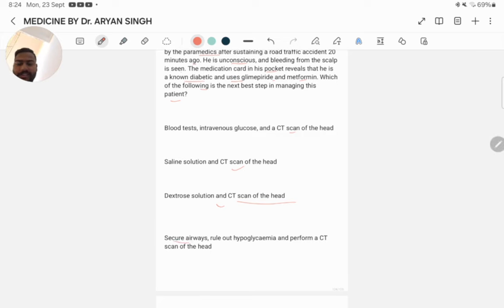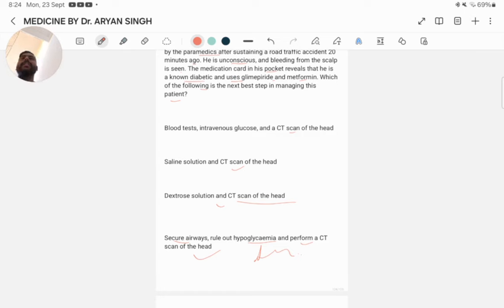Here the answer is to secure the airway, rule out hypoglycemia and perform a CT scan of the head. This is the answer because any patient presenting after trauma should be managed based on airway, breathing, circulation, disability, exposure. Similarly, the first step in the patient is to secure the airway. Then breathing and circulatory changes should be managed.